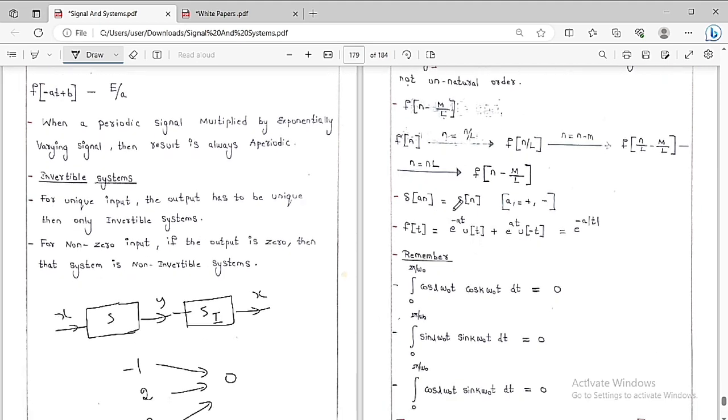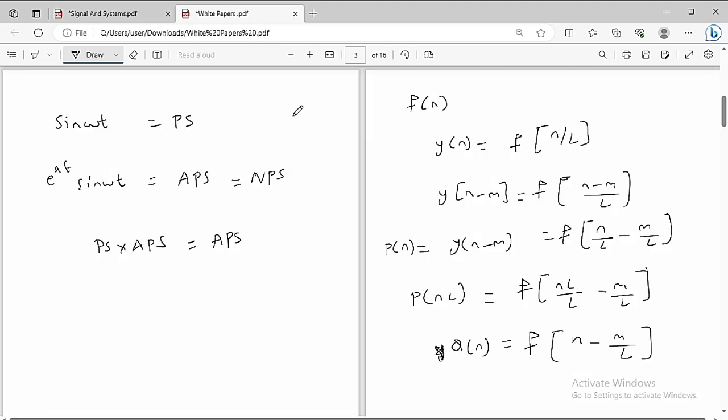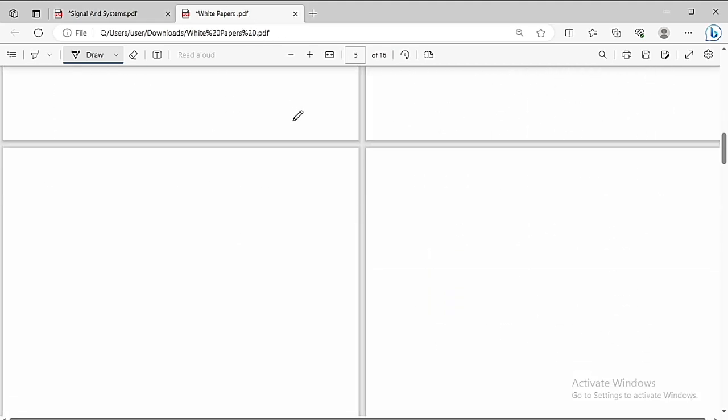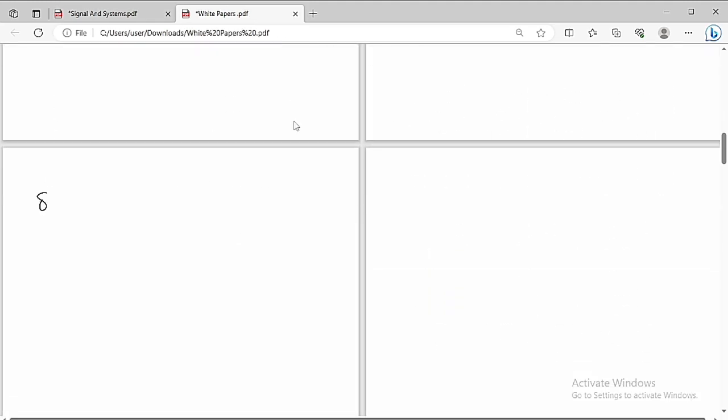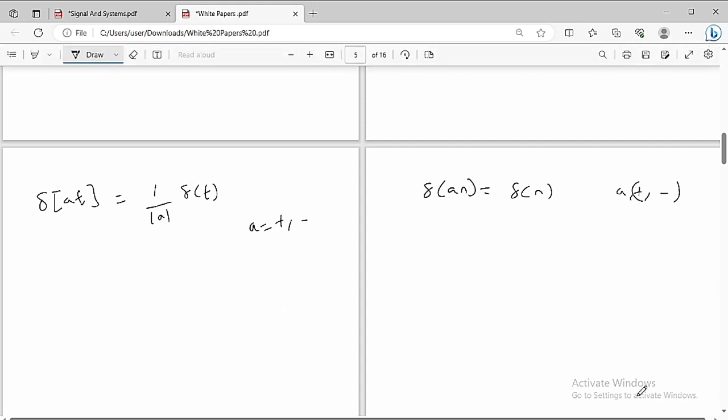So delta of an is always equal to delta of n. The a can be positive, a can be negative. This one I already told you so many times, right? I already told you that delta of a t is always equal to 1 by mod a into delta of t, whereas here delta of an is always equal to delta of n only. Here a can be positive or a can be negative. This is the thing always you have to keep in mind. This is in the continuous time case and this is the discrete time case.